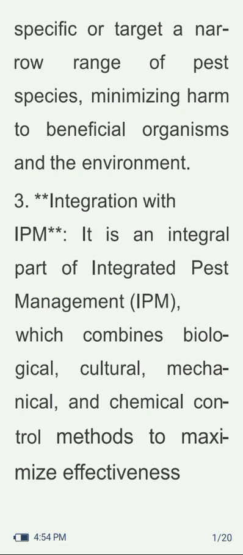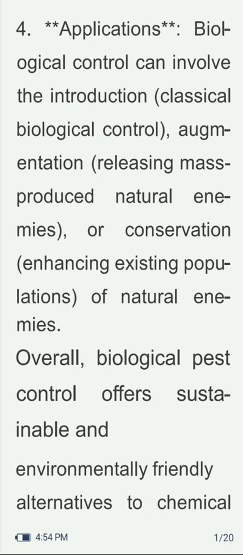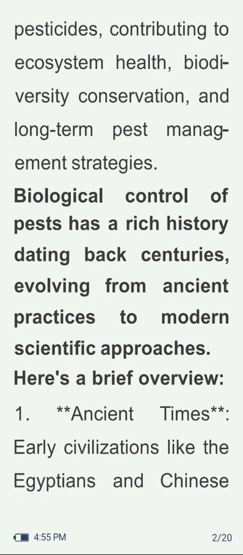The integration with IPM: it is an integral part of integrated pest management, IPM, which combines biological, cultural, mechanical, and chemical control methods to maximize effectiveness while minimizing environmental and economic risks. In applications, biological control can involve introduction (classical biological control), augmentation (released mass-produced natural enemies), or conservation (enhancing existing populations of natural enemies). Overall, biological pest control offers sustainable and environmentally friendly alternatives to chemical pesticides, contributing to ecosystem health, biodiversity conservation, and long-term pest management strategies.